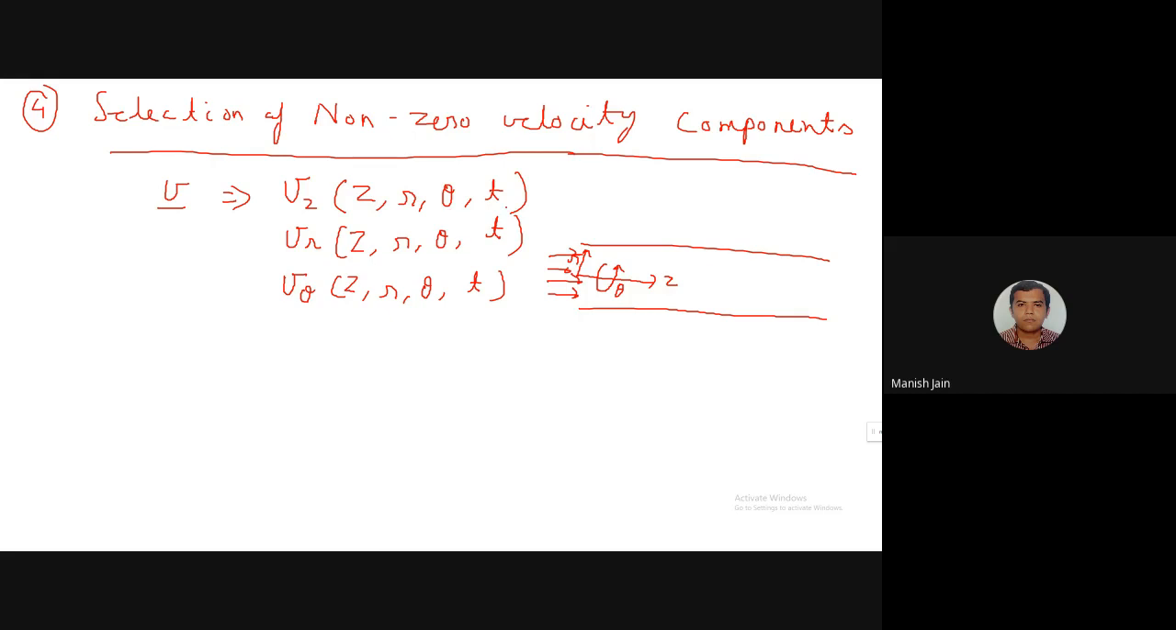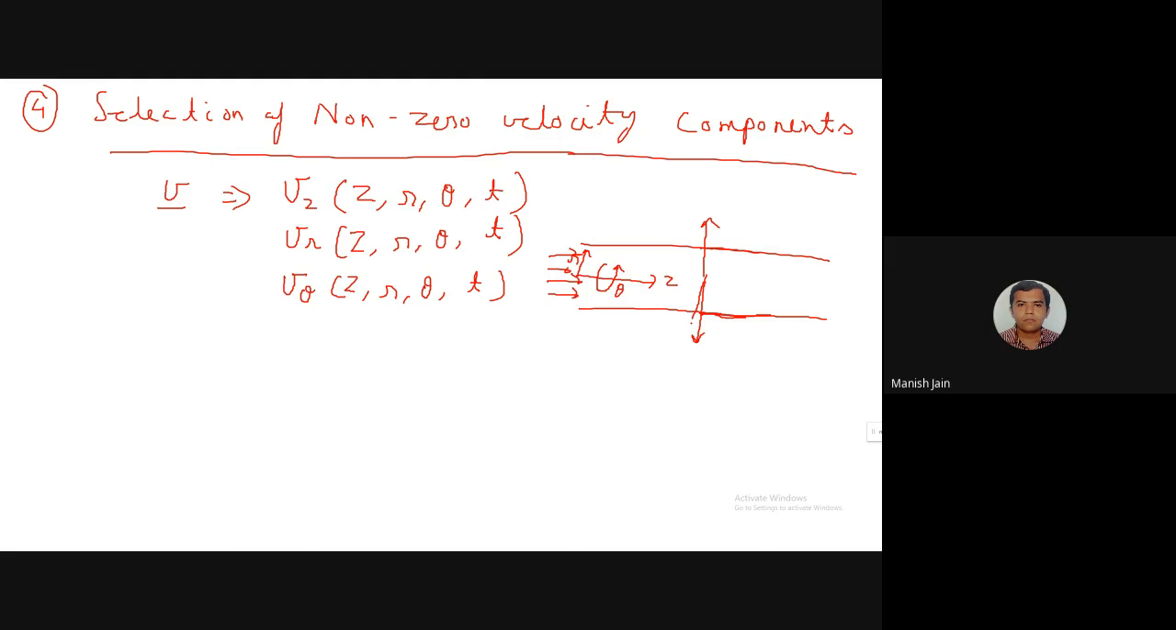Okay, now we have to cut down the quantities which are zero. Now check this diagram. This is the r direction. In the r direction you have a solid boundary. So when you have the solid boundary in the r direction, there is no way that fluid will flow in the r direction. If you have a solid boundary in one direction, the fluid cannot flow in that direction.